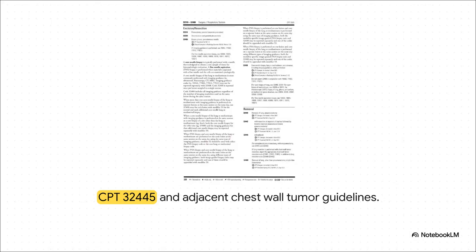As you can see right in the guidelines beneath 32445, coders have to be incredibly vigilant for add-on codes here. If the tumor has invaded the ribs and the surgeon also removes part of the surrounding chest wall, you need to look for specific combination codes or add-ons to capture that chest wall resection. Seriously, never ignore those parenthetical notes. They are your best friend.